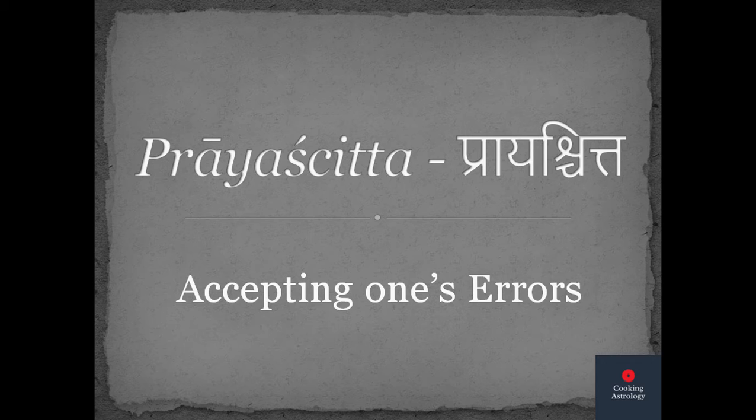This video is just for the learning purpose. And today in this video I'm going to teach you regarding Prāyaścitta. Prāyaścitta means accepting one's errors. What is the importance of Prāyaścitta in your day-to-day life? And how is this connected with all the 7 planets? What are the deadly sins that are associated with 7 planets?